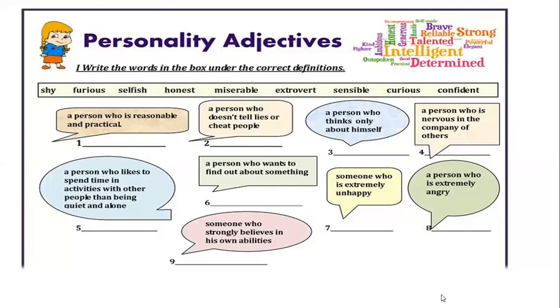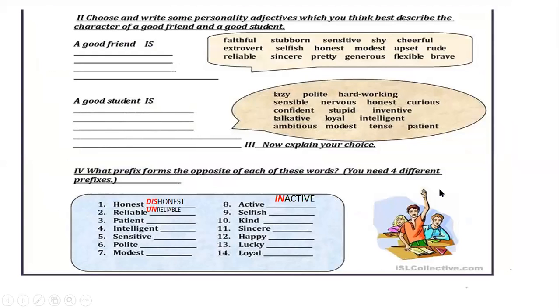And the extra exercise is that you have to look for the new vocabulary. También, de nuevo, tienen que buscar las palabras nuevas, ¿verdad? El nuevo vocabulario para ustedes en ese ejercicio. Okay, here, in this part, what I want you to see is the prefixes, okay? Los prefijos, they form the opposite of each of these words, okay? Tenemos 4 prefijos que nos ayudan a formar lo opuesto. Por ejemplo, honest, dishonest.